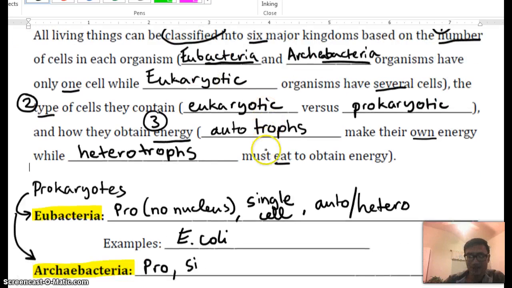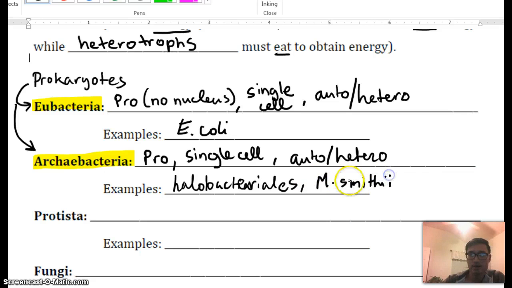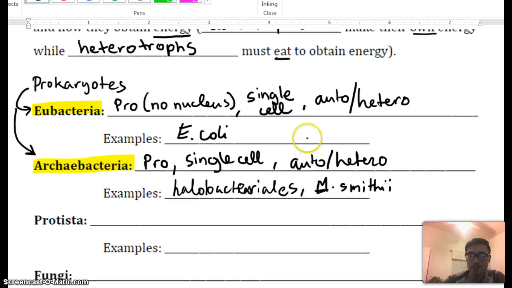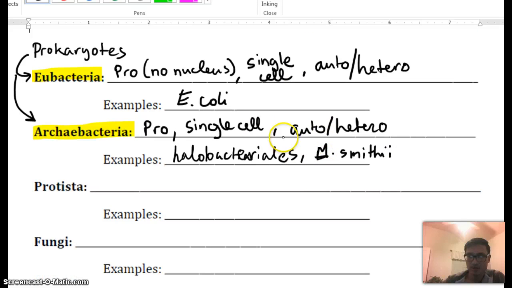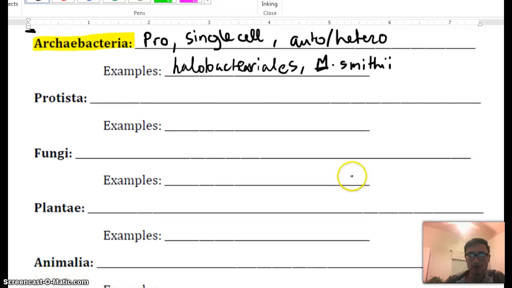Okay, so let's see here. We had halobacterials and M. smithi. You see here how we capitalize the genus. Okay. Now, we covered the first two kingdoms, but we still have four more to go.